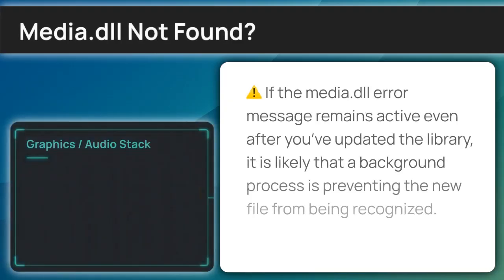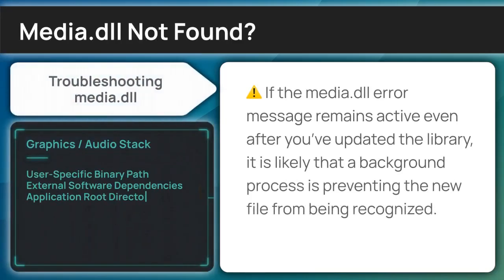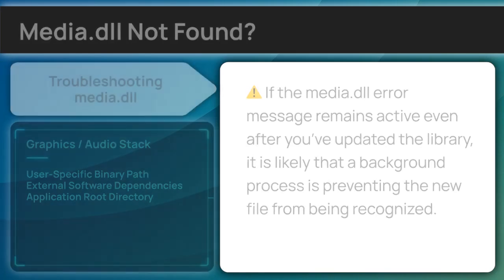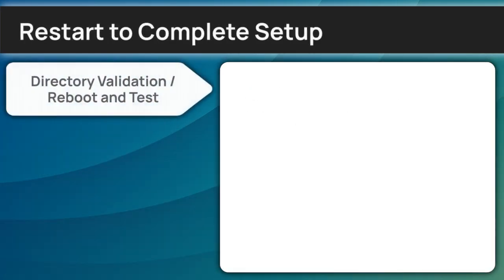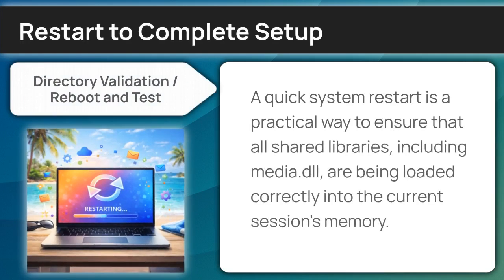When a standard software refresh isn't enough, we need to bypass the automated installers and look at manual system state resets. A system reboot is a reliable way to clear away zombie processes that might be interfering with Media Library. It's a low-impact step that ensures your operating system is starting with a synchronized environment.